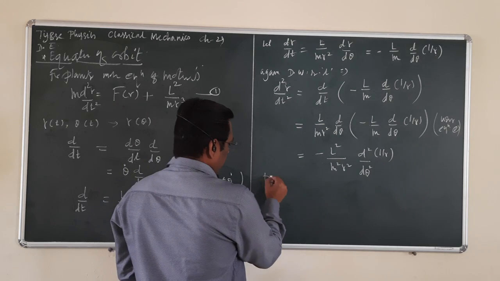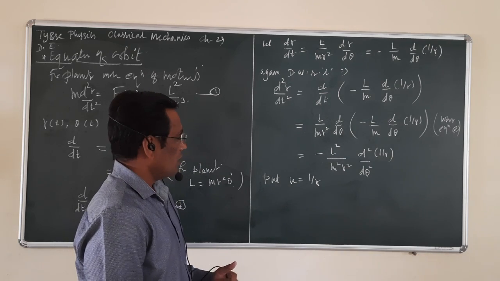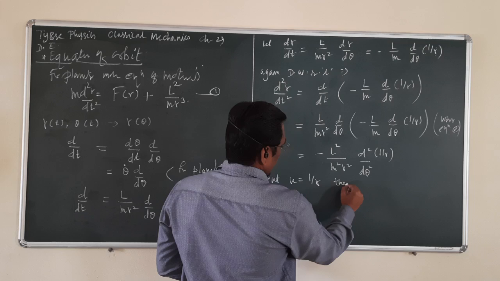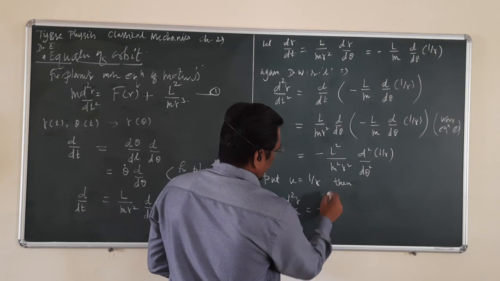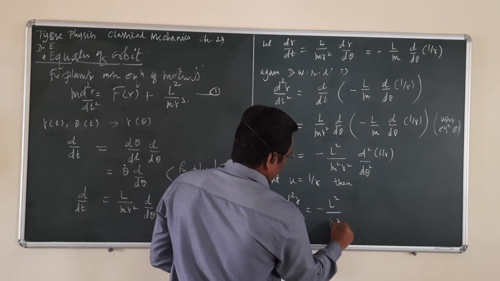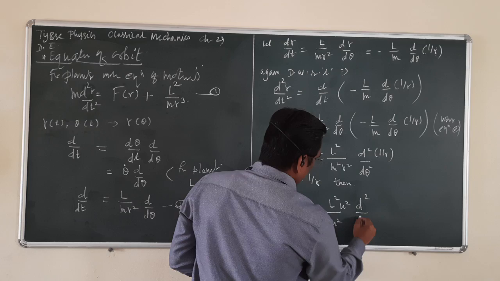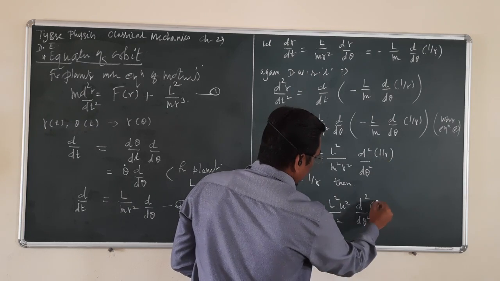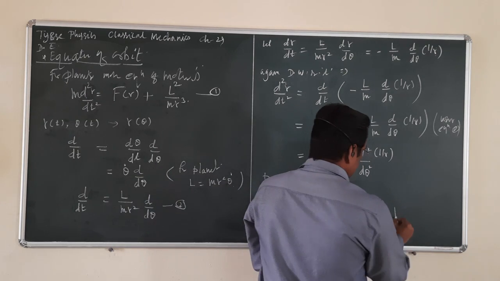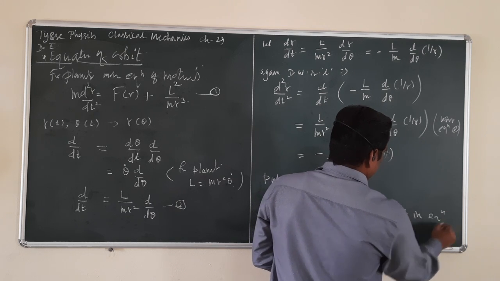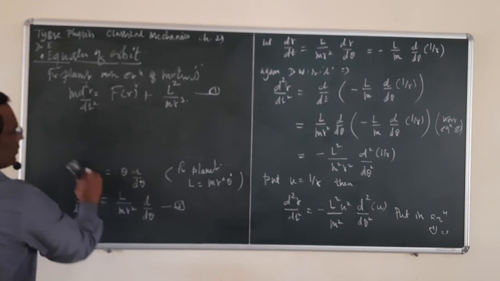Now if we take another new variable u given as 1 over r in the above equation, then we get the second order derivative of r with respect to time as minus L square divided by m square, and 1 upon r square becomes u square, and the second order derivative with respect to theta of 1 over r, which is u. Now we can put this in equation 1.